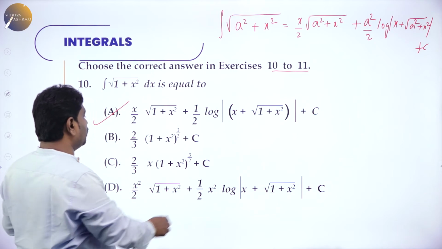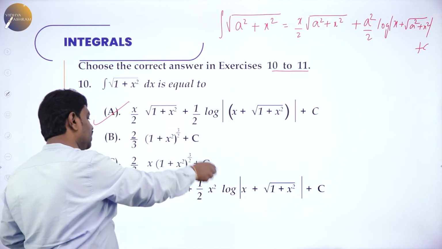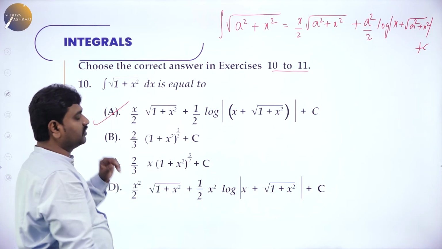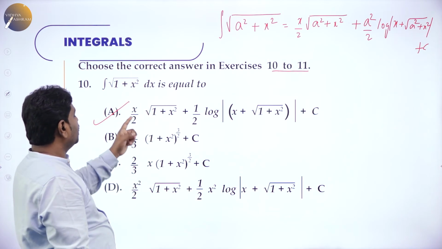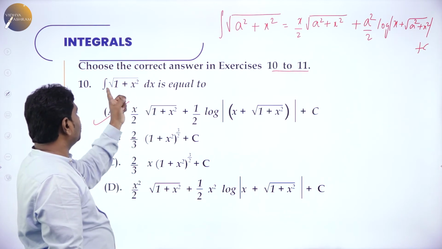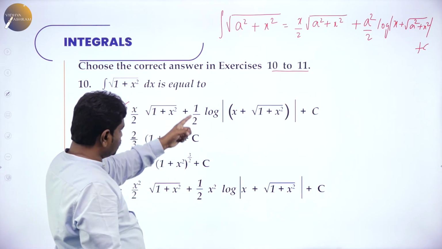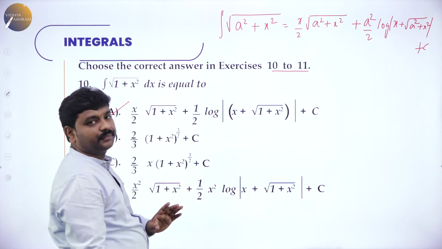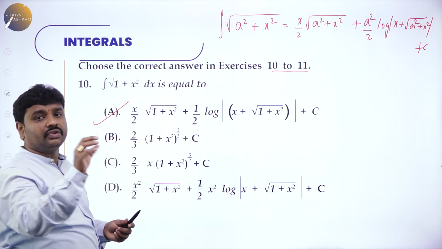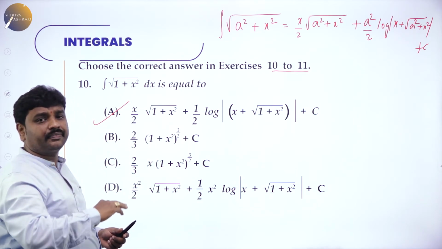And here we don't have x by 2, eliminate. Here we don't have x by 2, eliminate. Here we don't have x by 2, eliminate. This is the answer. Directly when you apply the formula, x by 2 root of a square plus x square, plus a square by 2, a square means 1 square, 1 square is 1, 1 by 2 log of this. That's it. Direct formula. If you are thorough with the formula, you can solve.